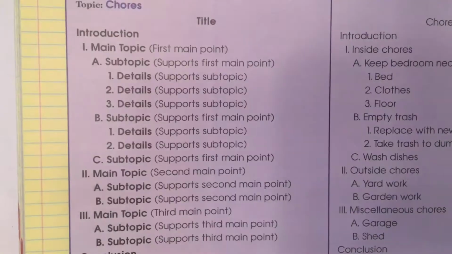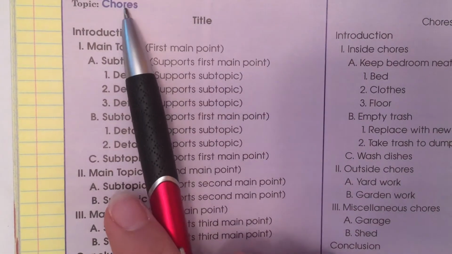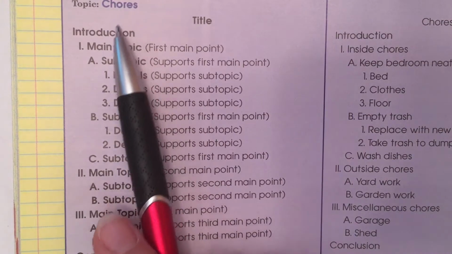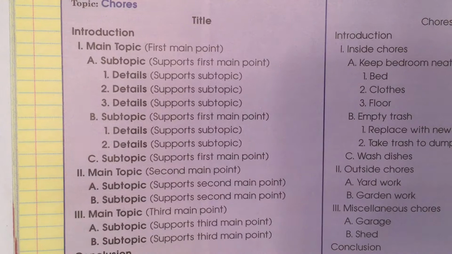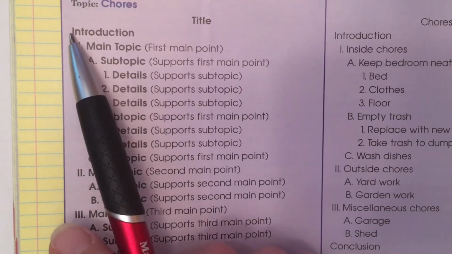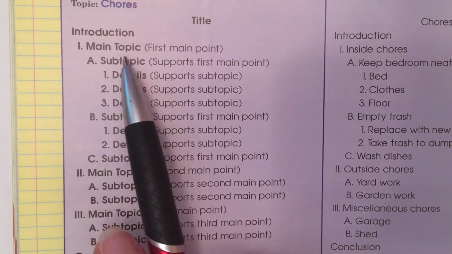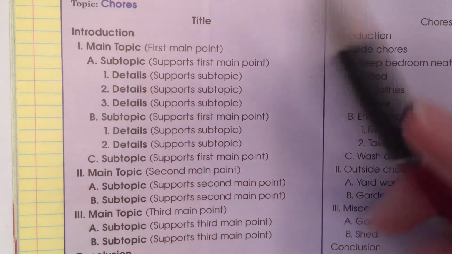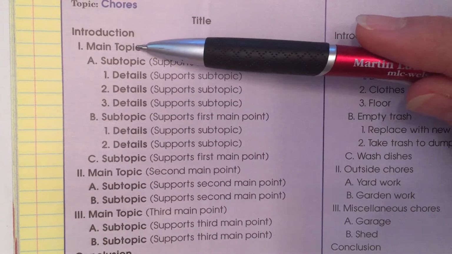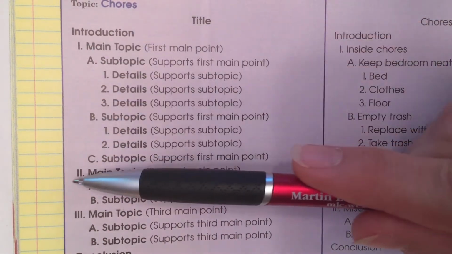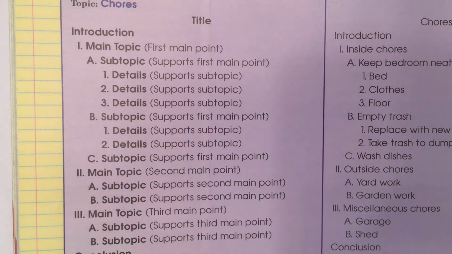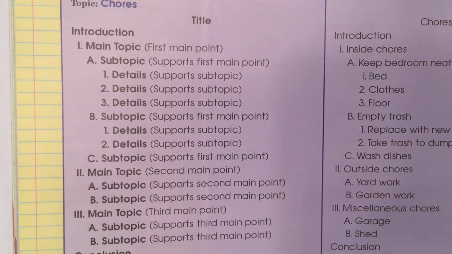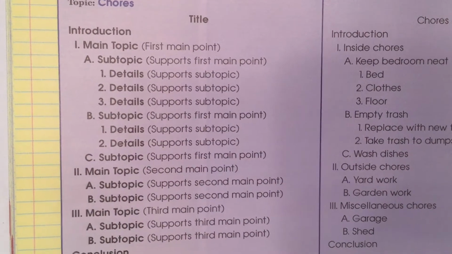So in this example, the topic that this person has chosen is going to be chores. And this is just giving you an idea of what the general shape of the outline looks like. They're going to have an introduction, and then their first main topic, Roman numeral 1, second main topic, Roman numeral 2, third main topic, Roman numeral 3. Okay. They also set up here that they're going to have a title for their outline.